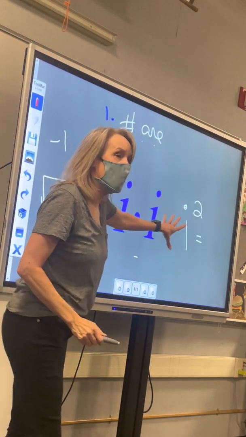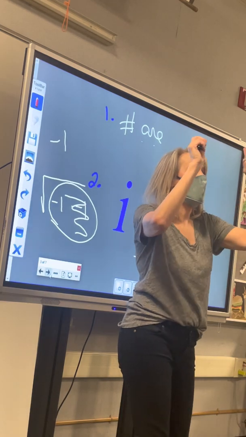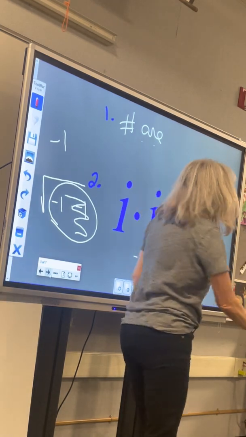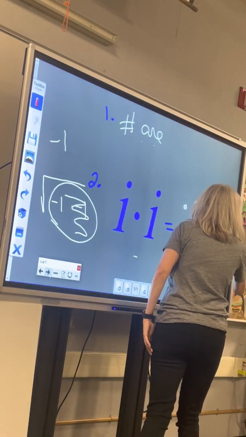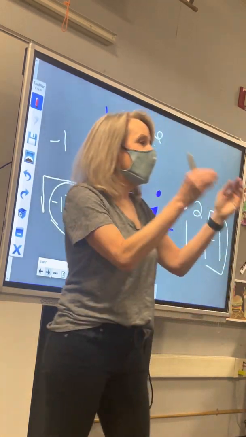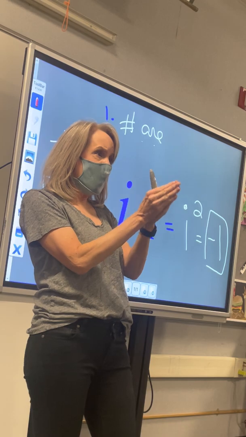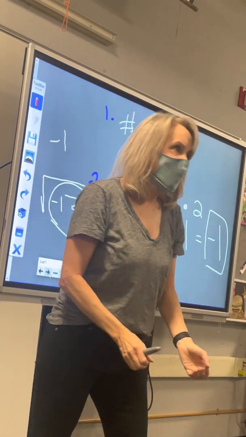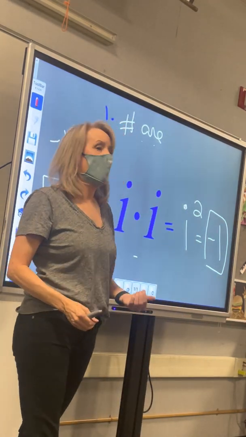So i times i equals i squared, which is always -1, right? It always turns into -1. If you are multiplying 2 i's, they turn into -1. It's one of those weird things that you just have to memorize.